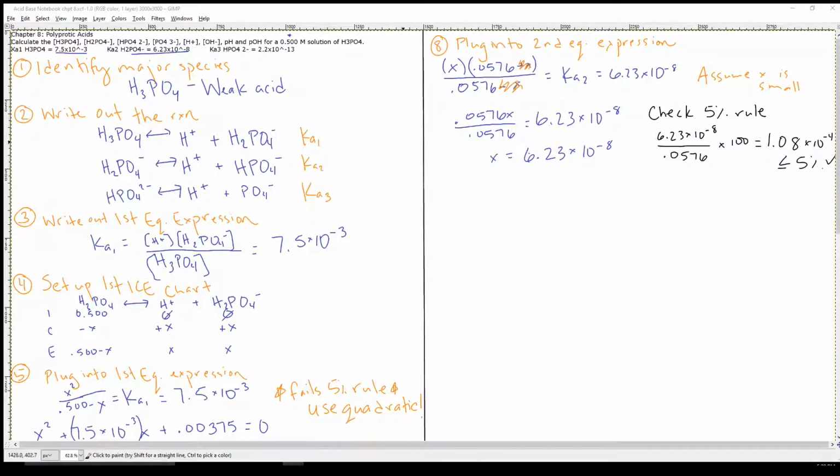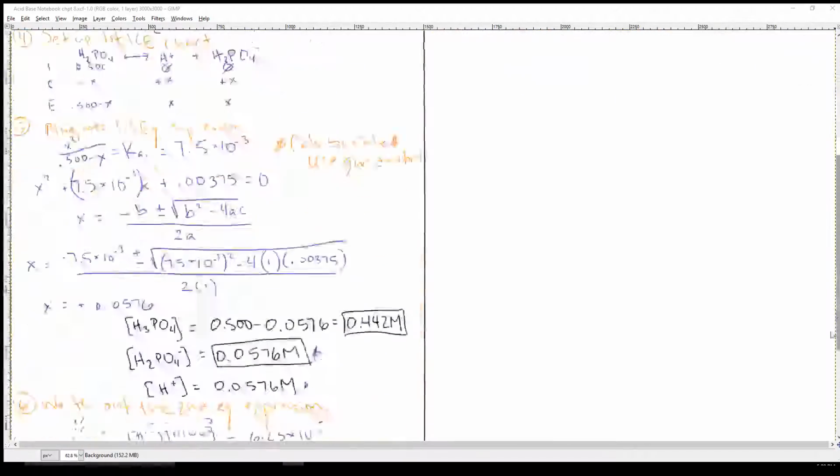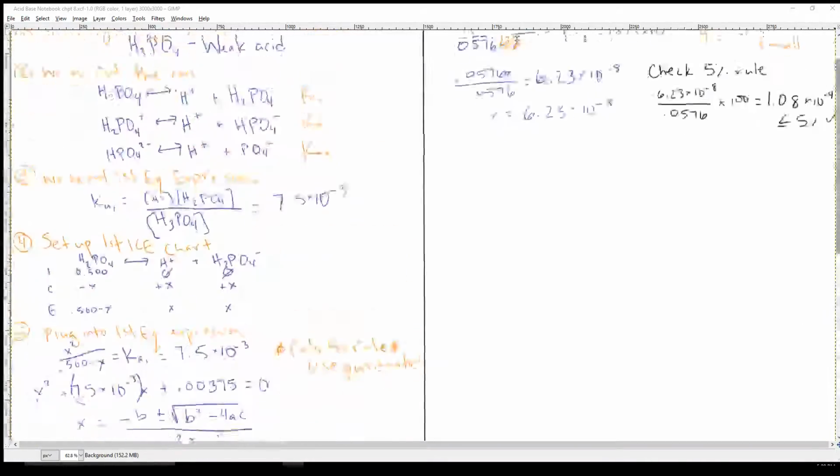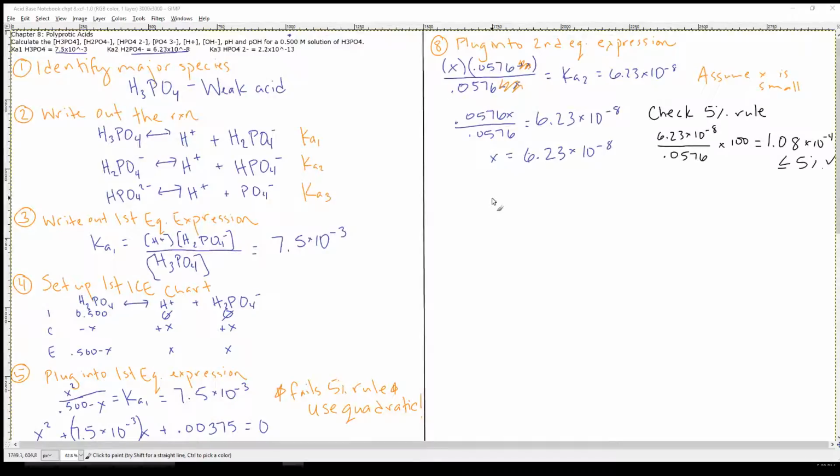Okay, so once I have that, I can start using my x to figure out different concentrations. Let's take a look back at our old ice chart to refresh ourselves. I know x is equal to HPO4 2 minus. I know 0.0576 plus x is my hydrogen, and 0.0576 minus x is my H2PO4 minus. So let's do that.